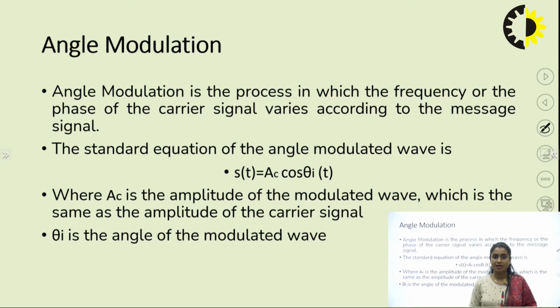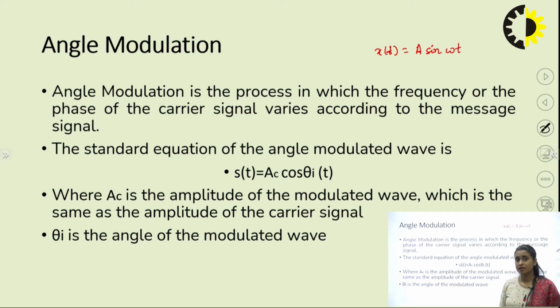signal, right? If I talk about a simple sinusoid wave, x(t) equals A sin(omega t), a pure sinusoid, right? If I want to vary its characteristics, I am left with two options. Either I vary the amplitude or I vary the angle portion, right? So varying the amplitude of the carrier wave with respect to the instantaneous value of the message signal is called amplitude modulation, and varying the angle is angle modulation, right?